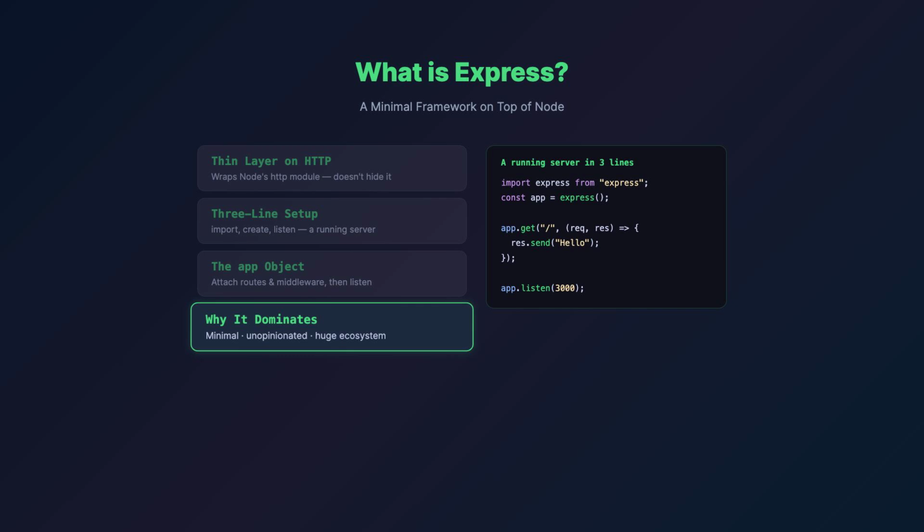Why does Express dominate? 3 reasons. It's minimal, so there's very little to learn. It's unopinionated, so you structure your app however you want, and it has a massive ecosystem of middleware for everything: authentication, logging, security, file uploads. Whatever you need, there's a package for it. Newer frameworks exist, and we'll look at one called Hono next video, but Express is the foundation almost every Node backend developer starts with.